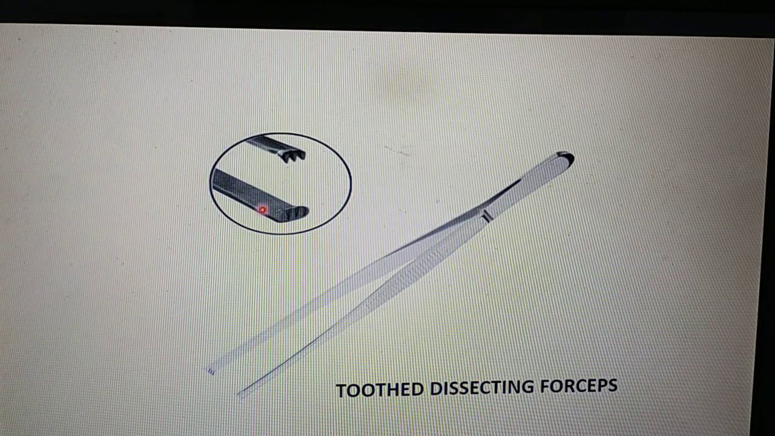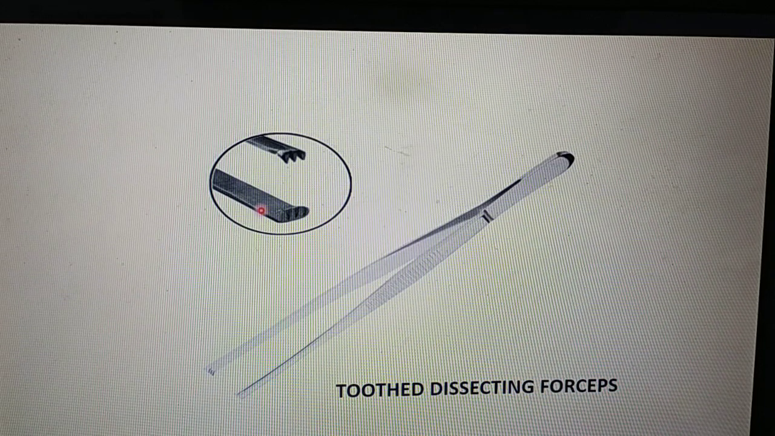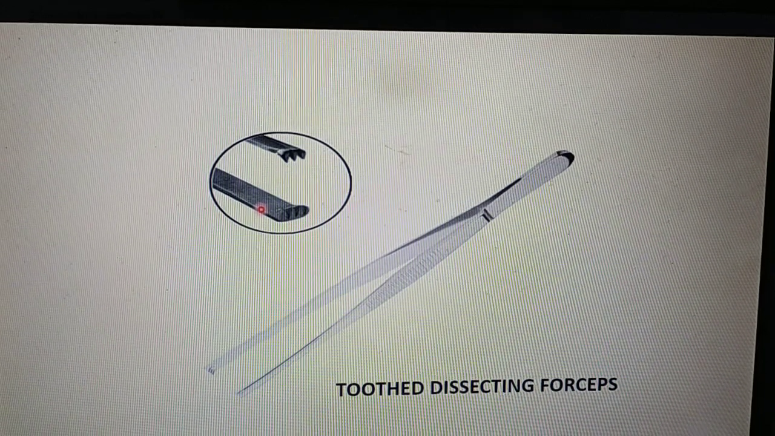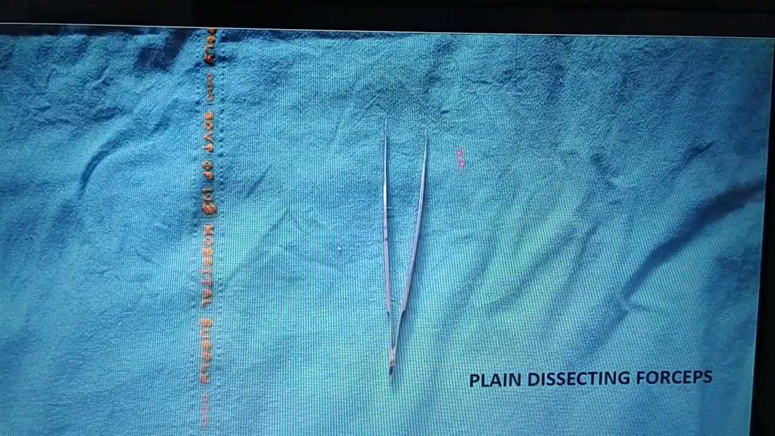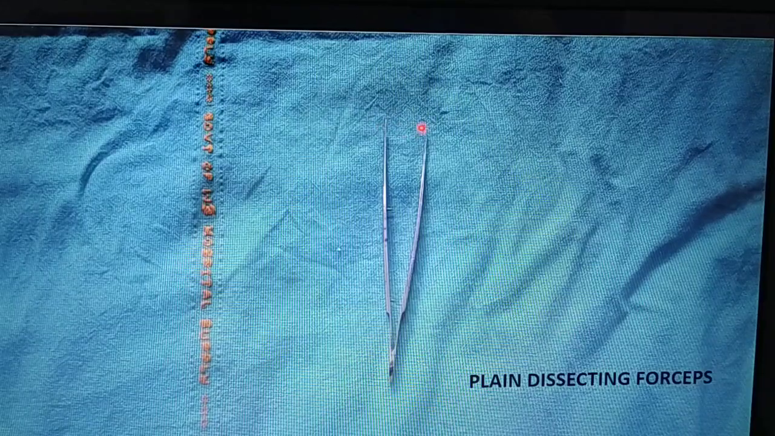So these are the uses of this instrument, tooth dissecting forceps. Sterilization of the instrument is done by autoclaving. Next, this instrument is plain dissecting forceps without any tooth or teeth at the tip.